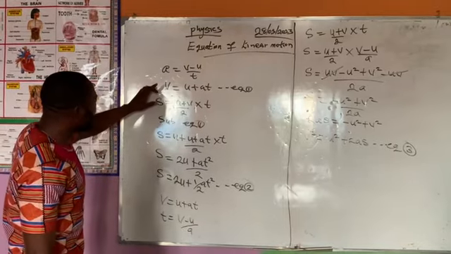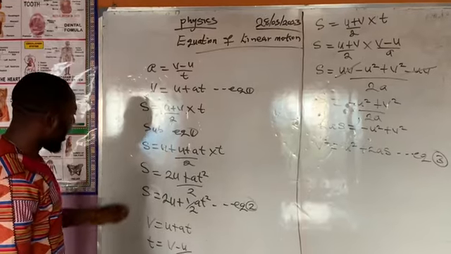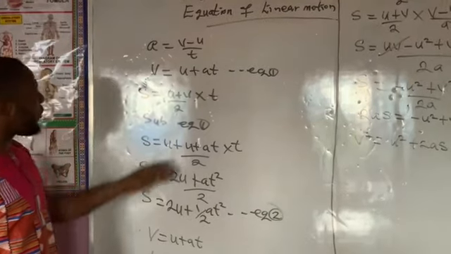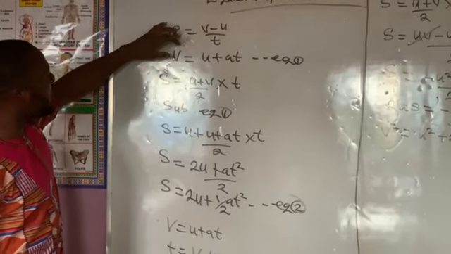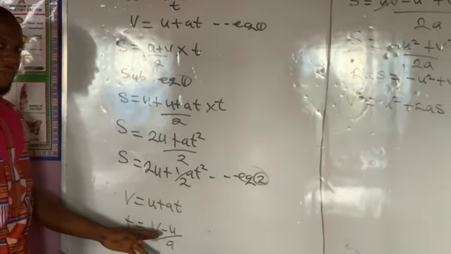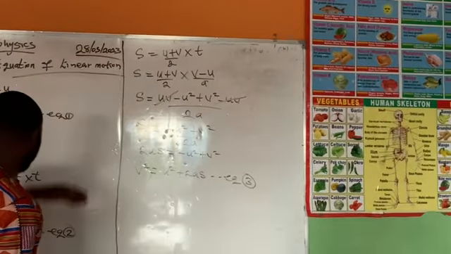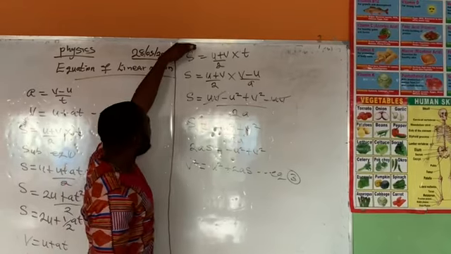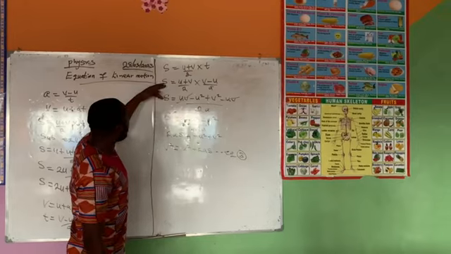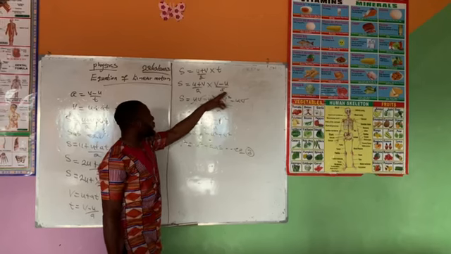Remember that displacement s is the average velocity times time, and the time t, making t the subject of the formula from equation 1, we say that v is equal to u plus at. We have that t is equal to v minus u all over a. You substitute t. Anywhere you see t, you put what? You put v minus u all over a, which gave us that s is equal to u plus v over 2 multiplied by v minus u all over a.